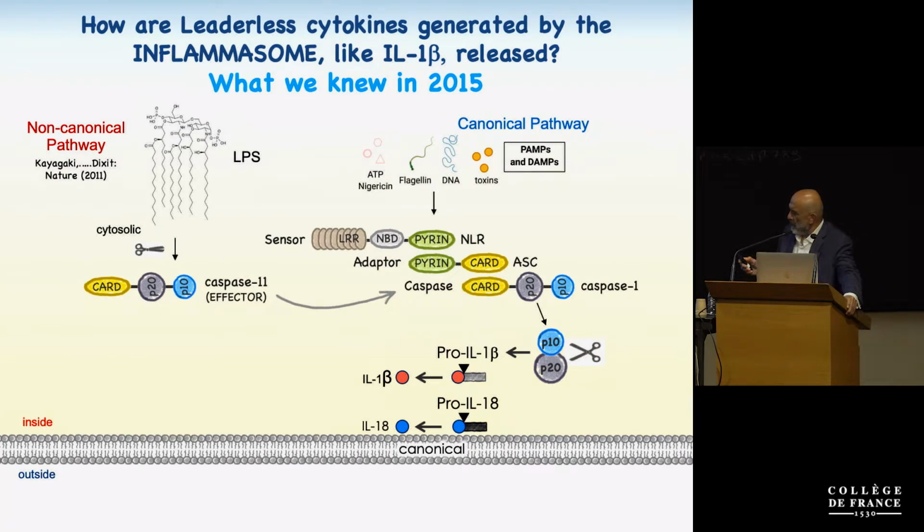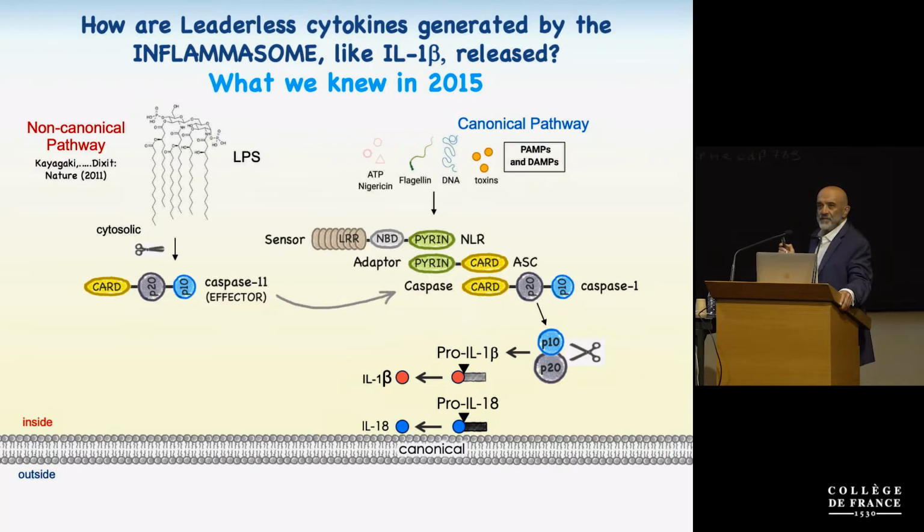I want to address a fundamentally important question in cell biology, which is how are leaderless cytokines that are often generated by the inflammasome, like IL-1 beta and IL-18, released? The reason for the question is, as I will emphasize, that cytokines like IL-1 beta and IL-18 do not have a signal peptide, so they do not go through the Golgi route of secretion. But before we get there, let me introduce the inflammasome.